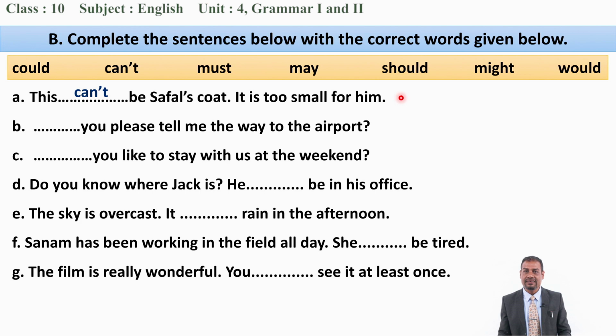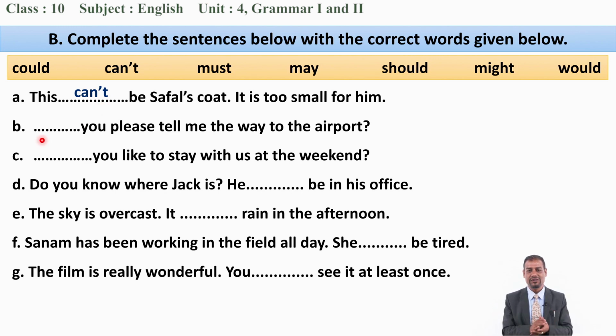Now you have to get the hints from here. It is too small for him. If it is suitable for him, it must be Safal's coat. So it is very small for him. That's why you can write down this can't be. Okay. So it shows us a strong thing that is not. So have you written can't? Good job.